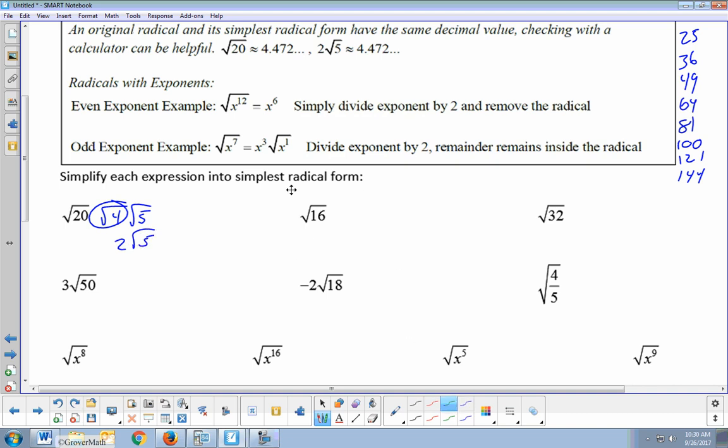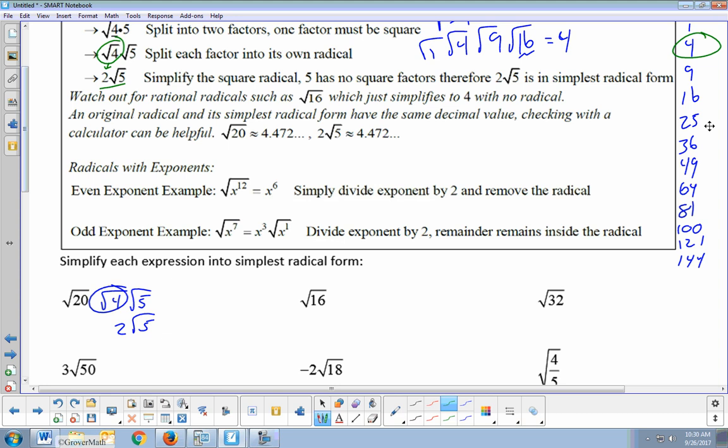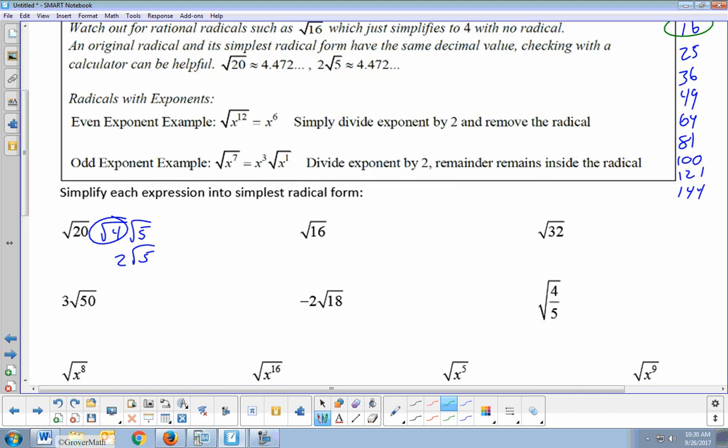Here's where you need to be careful, because a lot of people automatically start thinking, all right, numbers that multiply to 16, but 16 is on our list. 16 is a square number. So when you have the square root of a square, it's rational. The answer is just 4. Not rad 4, not 4 rad 4, just 4. A lot of people want to make the mistake of saying 4 rad 4, which doesn't make sense, or rad 4, which doesn't make sense. When it's rational, when it's square, you have no radical answer.